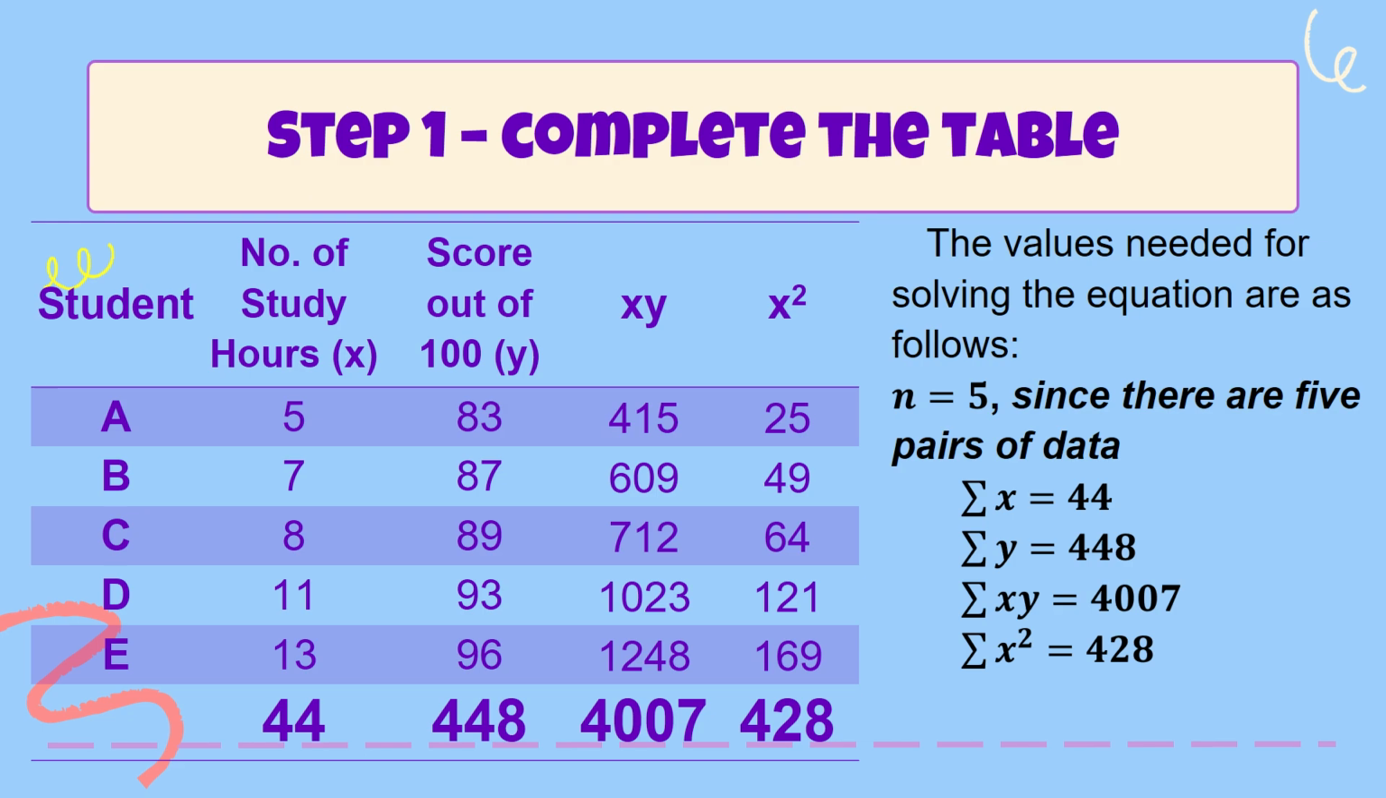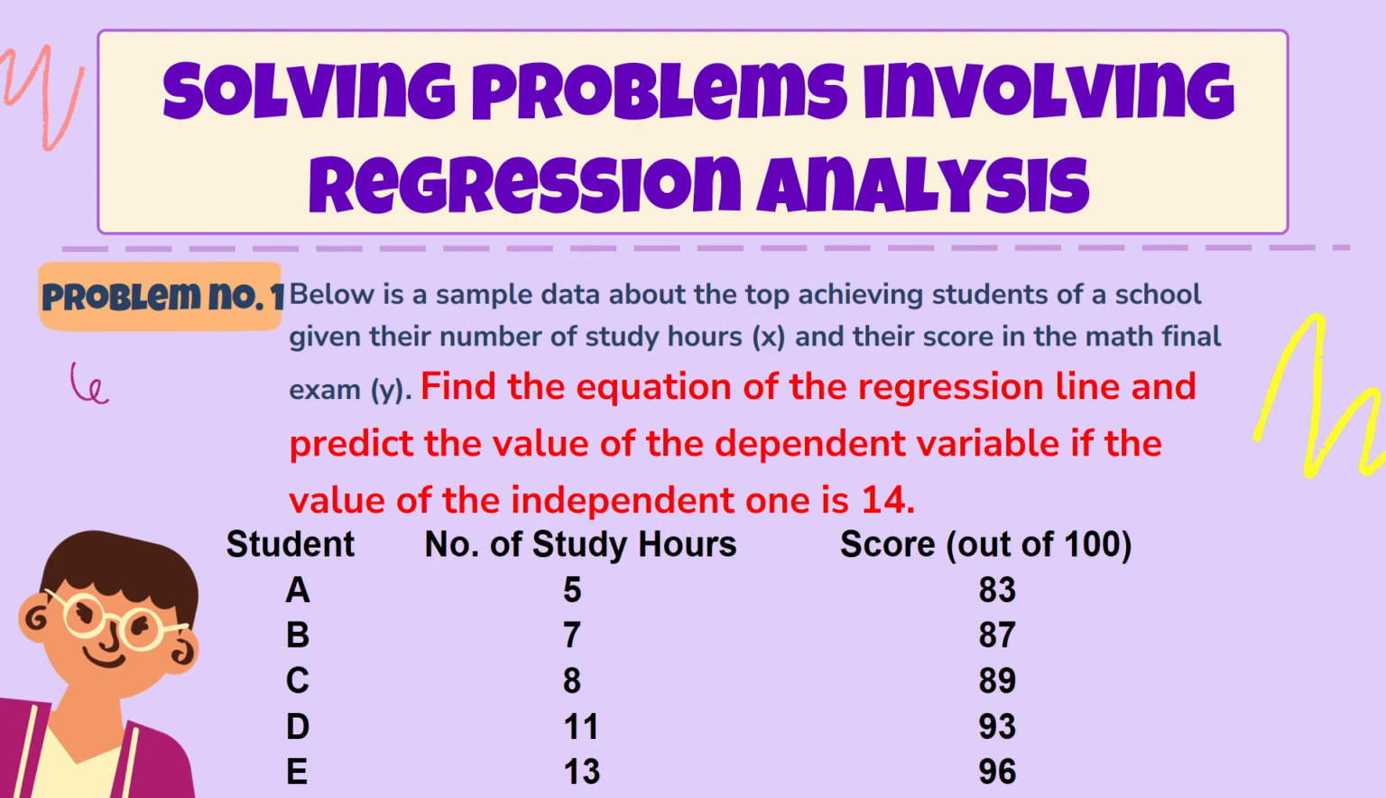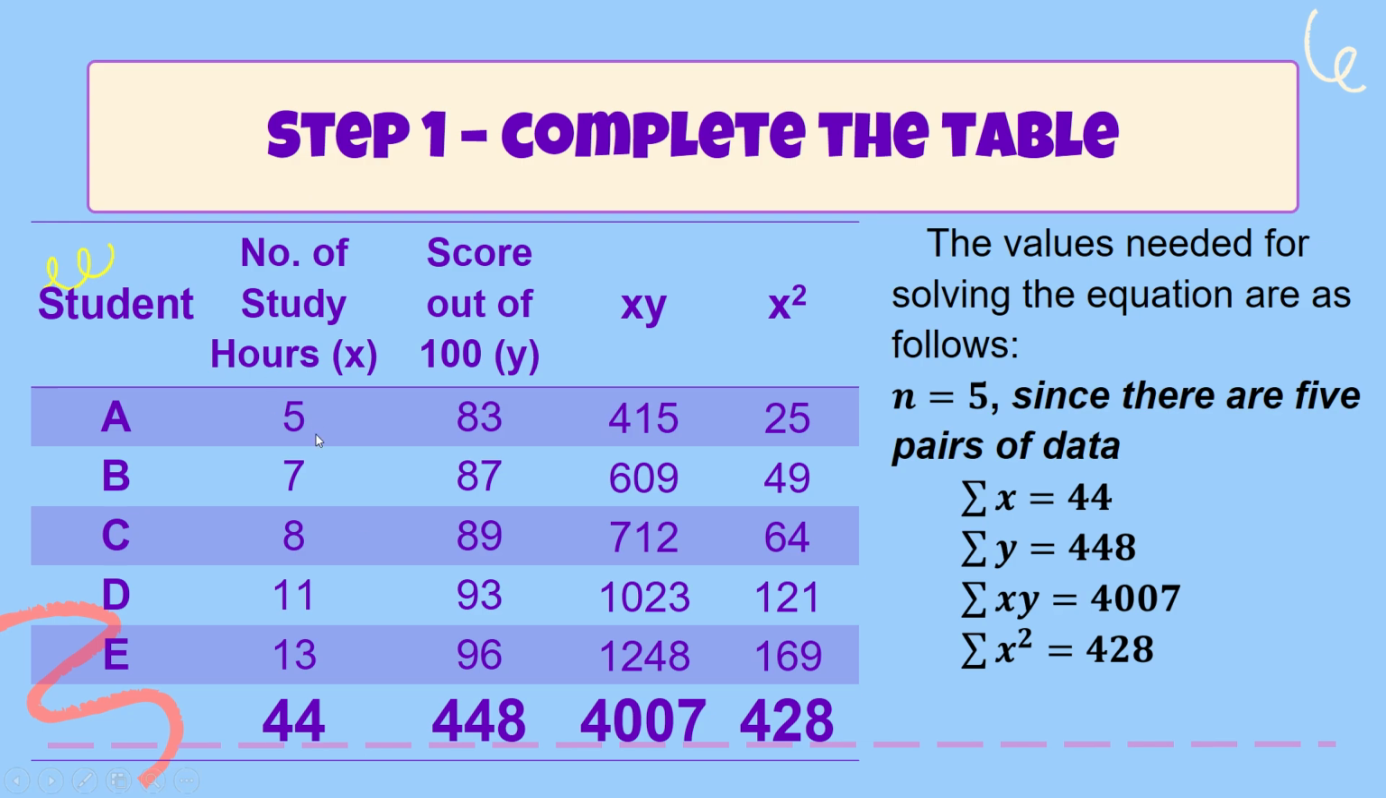So what are the steps? The same steps as we used in the Pearson R correlation. We need to find the sum of x, sum of y, sum of xy, and sum of x squared. What you're going to do is indicate in the table the x's and the y's. There are 5 pairs: 5 is to 83, 7 is to 87. You add them all, and you have the sum of x, 44, and the sum of y, 448.